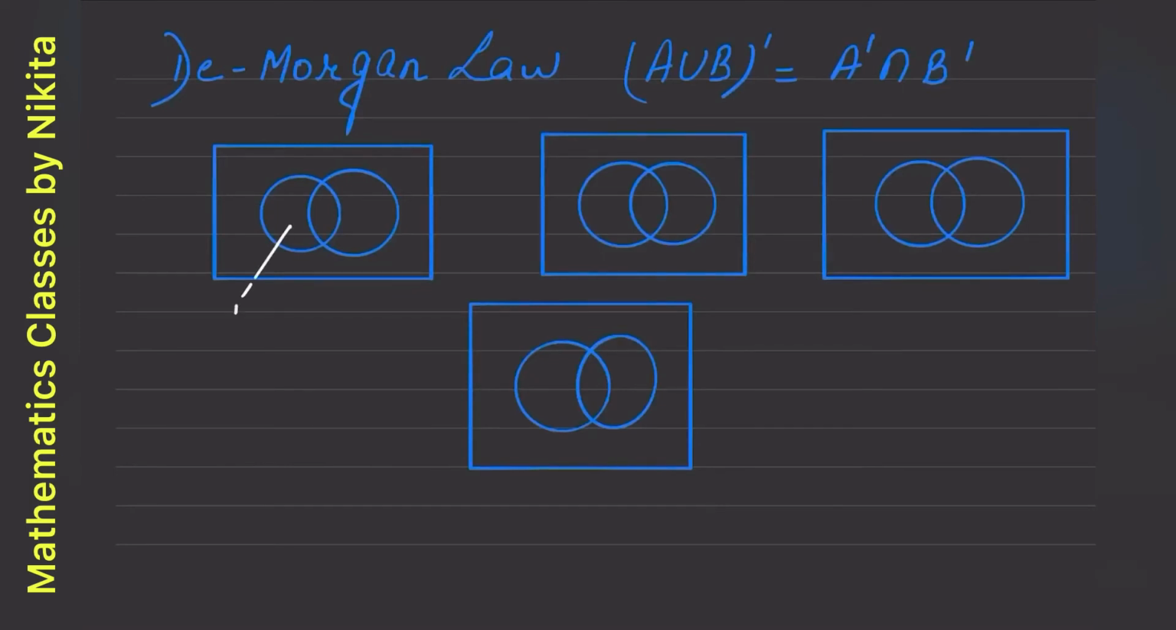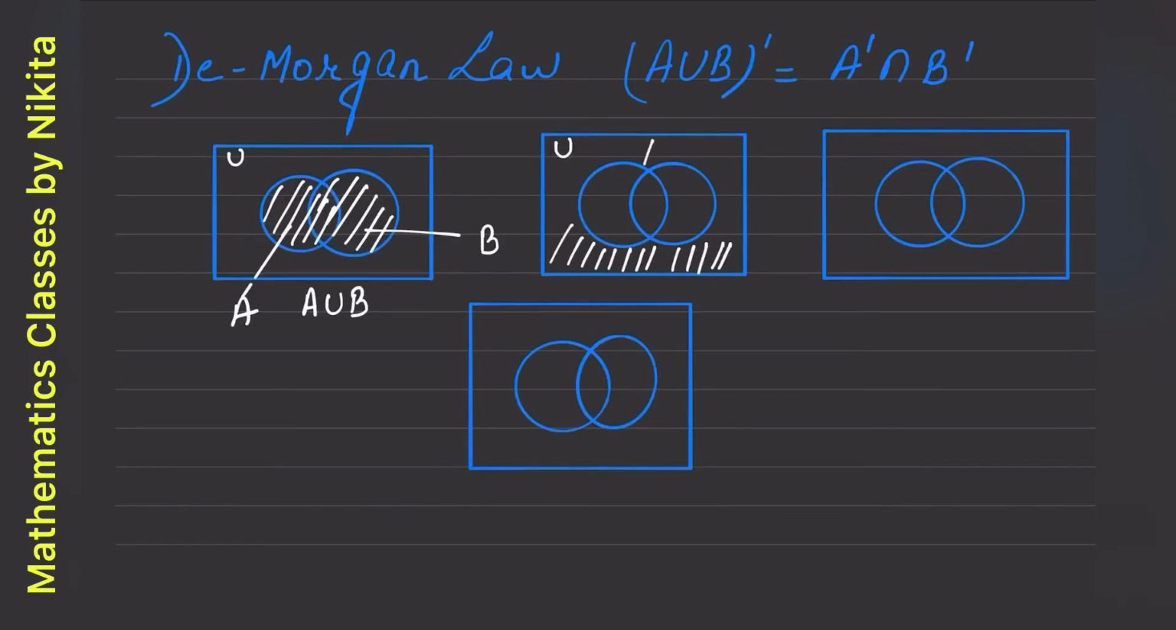So suppose this is your A, this is B, and this is U. Now what is A union B? A union B is this shaded region. So here I have calculated A union B. In the next figure I will calculate the complement of A union B, which is equal to all the elements of U which are not there in A union B. So this shaded region is basically your (A union B) whole complement. Are you getting it?